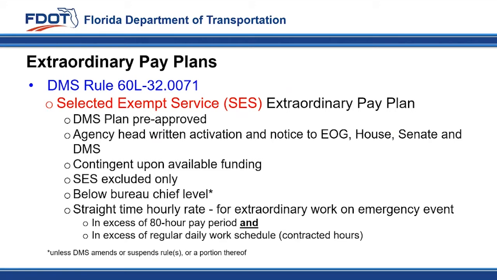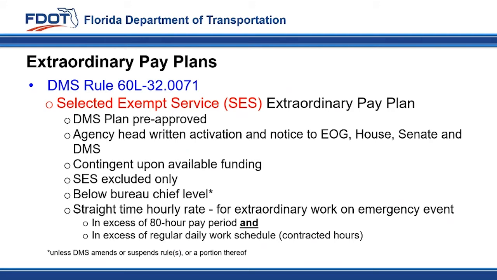When the agency SES Extraordinary Payment Plan is activated, SES excluded employees below bureau chief level who are required to work extra hours as a result of the emergency event may be paid for hours worked in excess of the employee's 80-hour pay period and in excess of the employee's regularly scheduled workday hours. The hours worked must be worked within the designated plan activation period. These hours are paid on an hour-for-hour basis at the employee's regular rate of pay.